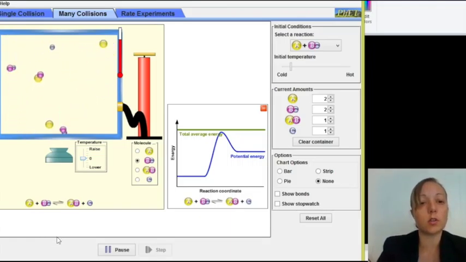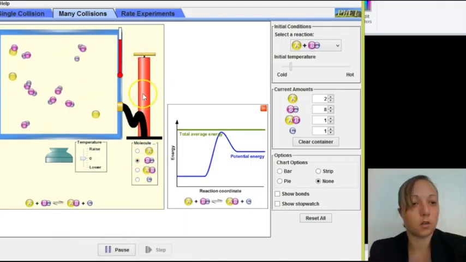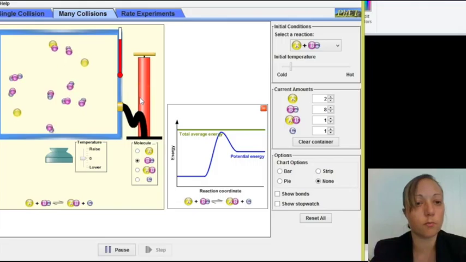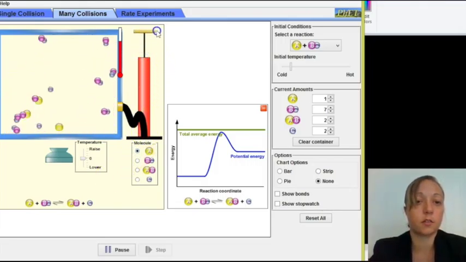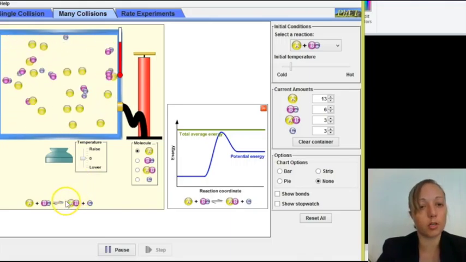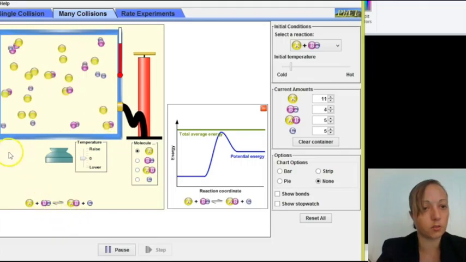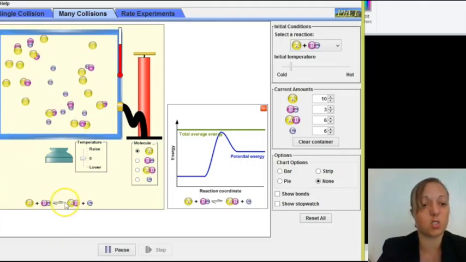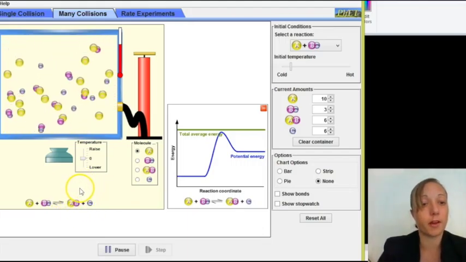We could also increase the frequency of collisions by increasing the concentration. So let's increase the concentration of this B. So I'm adding more B in there. Alright, so we are now having more and more collisions. And I'm also going to increase the amount of A. So you can see now we're having a lot more collisions, and the amount of the product, so the amount of the yellow and the purple combining, is greater. So we're getting more successful collisions to form that AB.